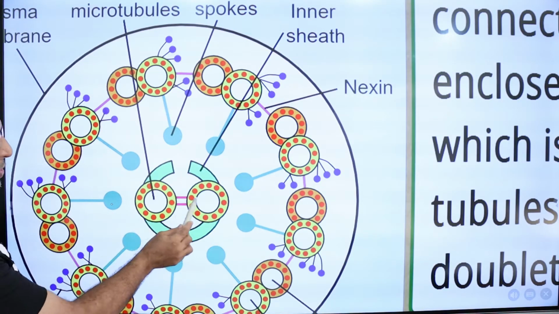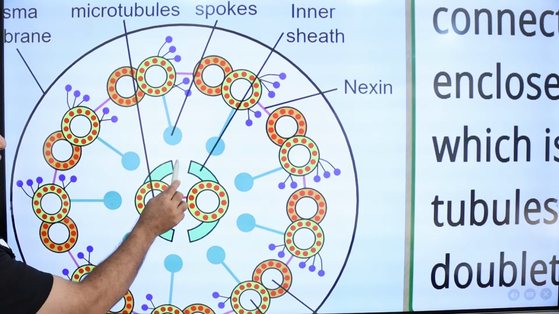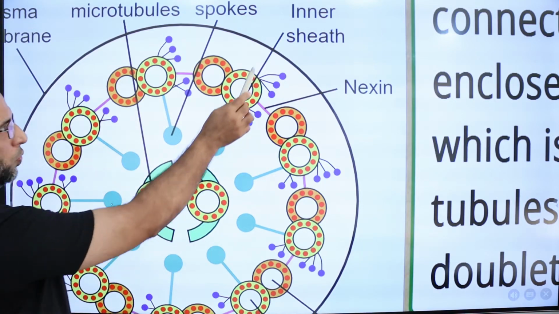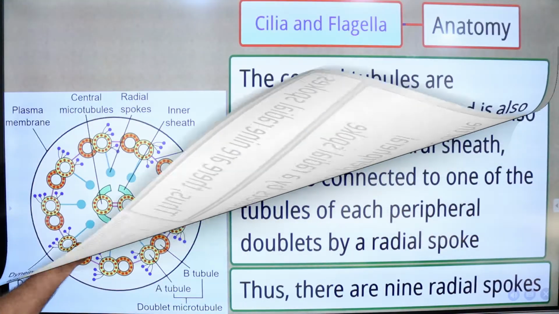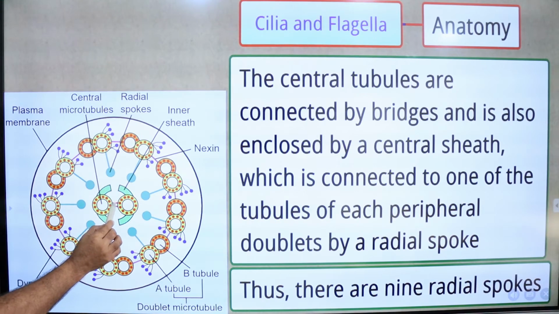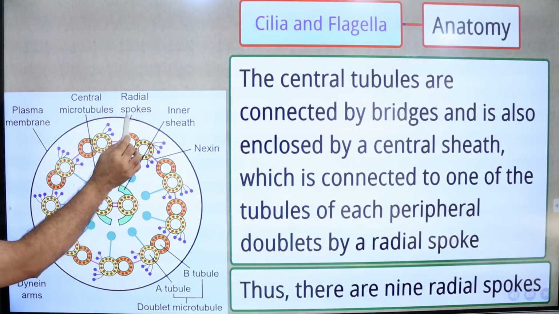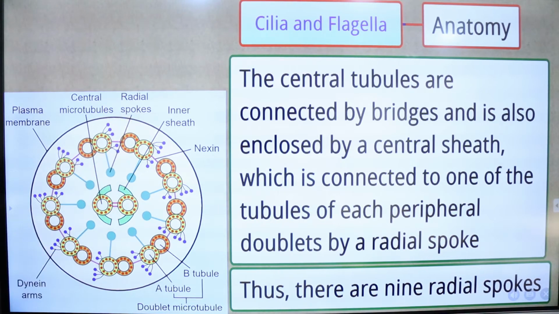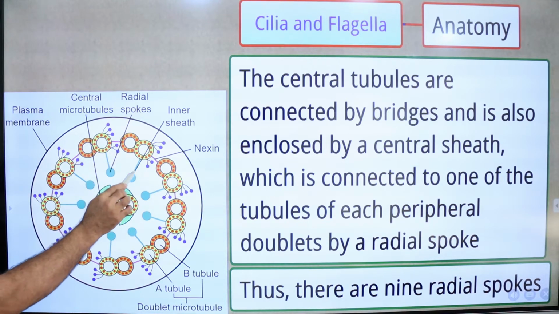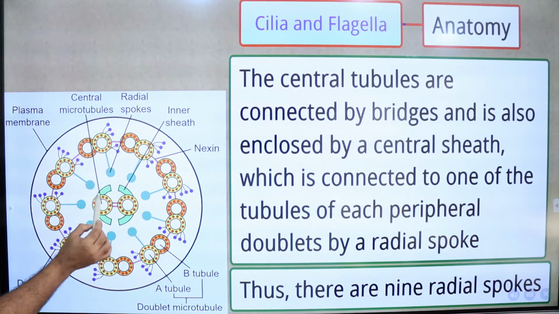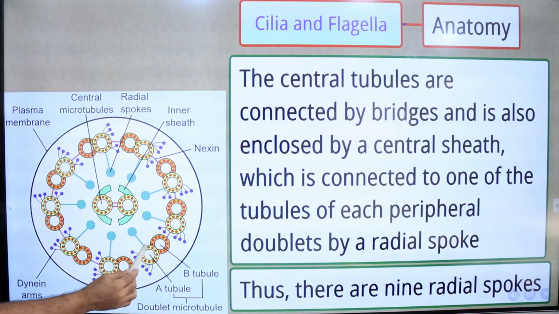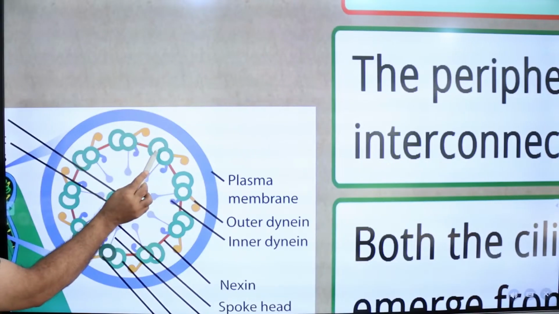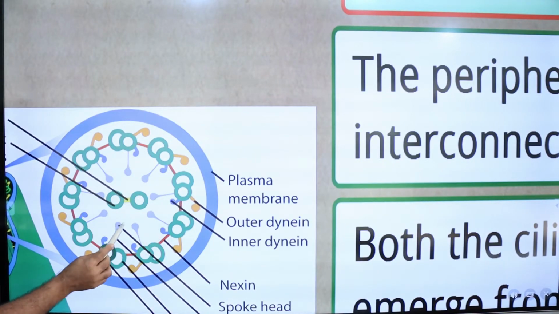Central microtubules are connected by bridges and they are bounded by a sheath which is known as the inner sheath. Now, central microtubules are connected to peripheral microtubules through radial spokes. So, there are 9 radial spokes which connect the central microtubules with peripheral microtubules. Peripheral microtubules are also connected by linkers.